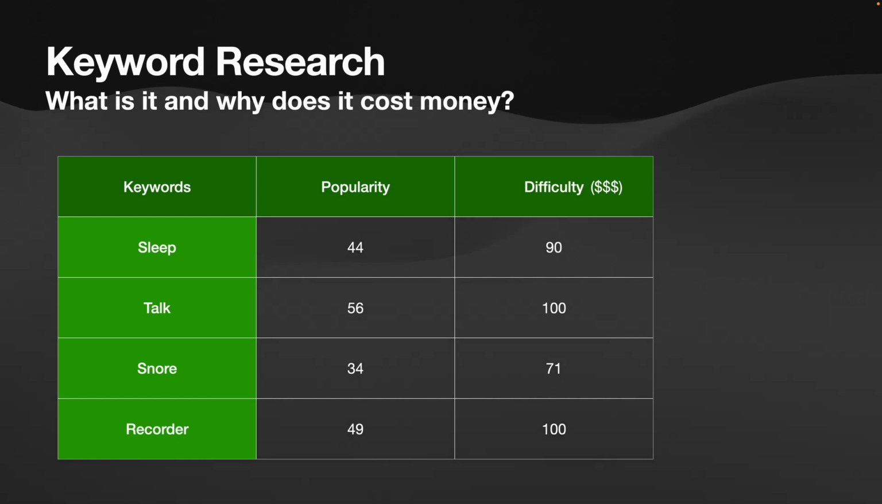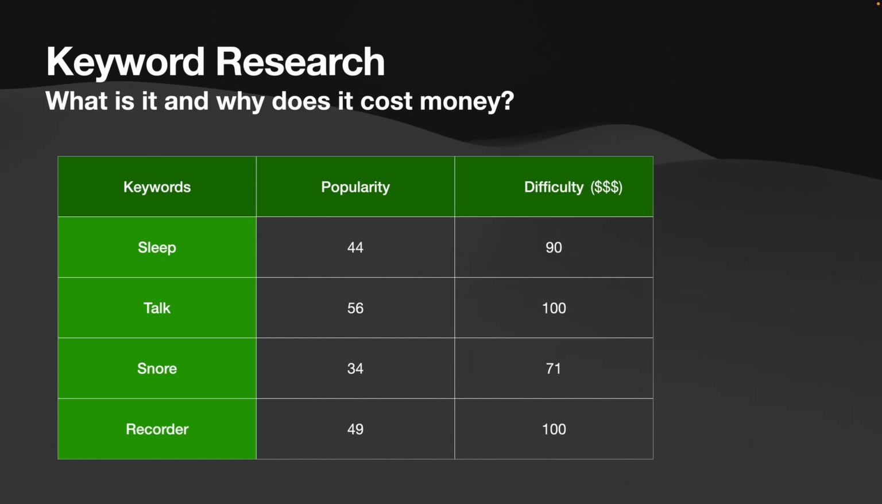Now, once you have a tool at hand, you would need to find a keyword that has a very low difficulty score. As you can see from this chart, the difficulty of all 4 keywords is pretty high. As a matter of fact, anything above 60 is very difficult to rank. So the chance of you ranking number 1 for even the least competitive keyword, snore, is very slim.